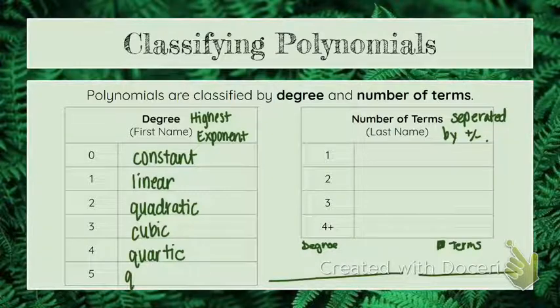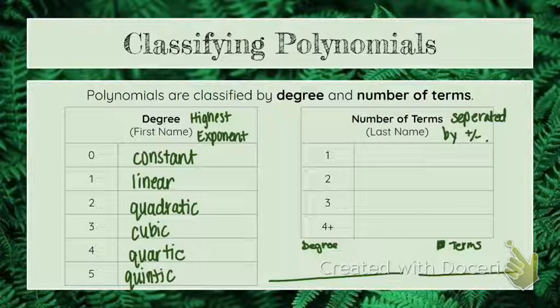And then if there are 5, it's quintic. And I remember this one because if you have 5 babies, like 5 twins, they're not called twins, they're called quintuplets. And quintuplets is how I remember quintic.